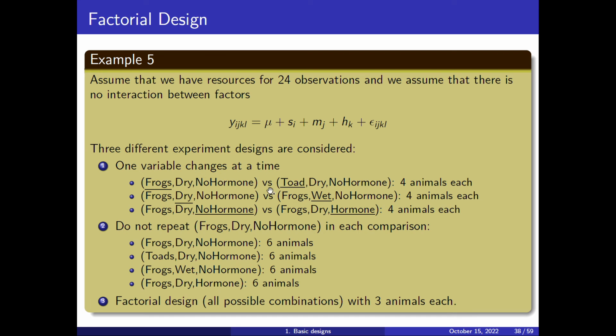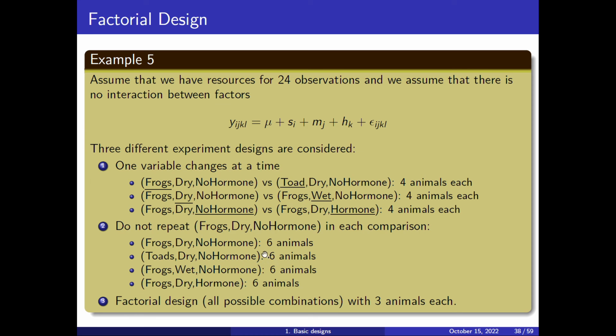The other possible design is, if you look at this design, we have 12 animals that are frogs dry with no hormone. So that means that this group is overrepresented. So we can make all the groups equally represented. We make all groups have 6 animals, and then I will compare each one of these groups to this one, which also has 6. So this is my reference group, frogs dry with no hormone, with 6 animals, and in all comparisons I have 6 animals in each one of the groups.